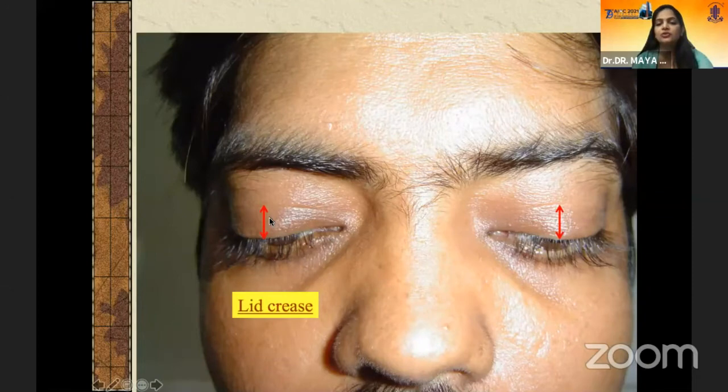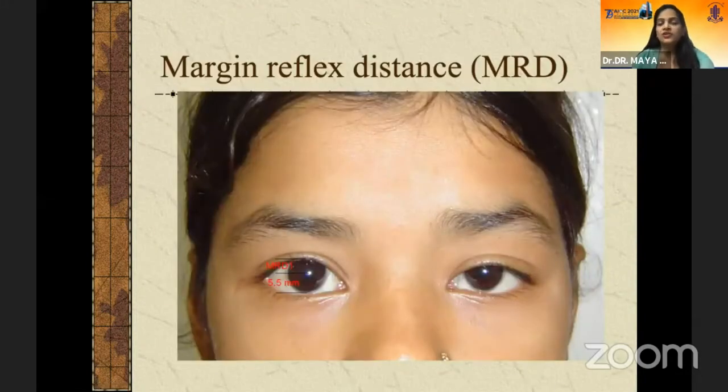Like in congenital ptosis, you may have a faint or absent lid crease, while in acquired aponeurotic ptosis, it will be high and deep. Look for the margin to reflex distance. There are 3 MRDs: 1, 2, and 3. You have to measure the MRD1, that is from the upper lid margin to the corneal light reflex. That will give you the amount of ptosis.